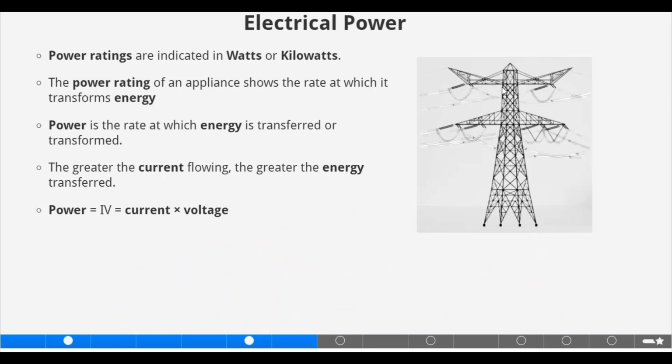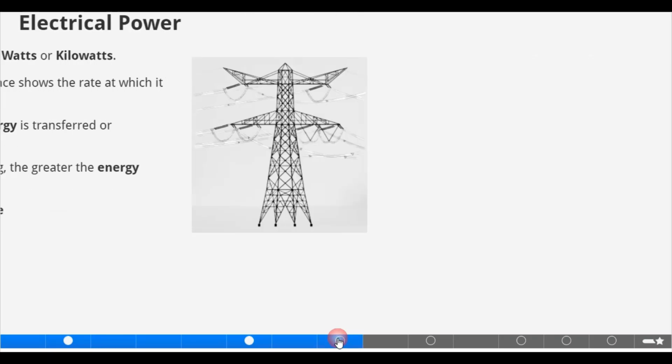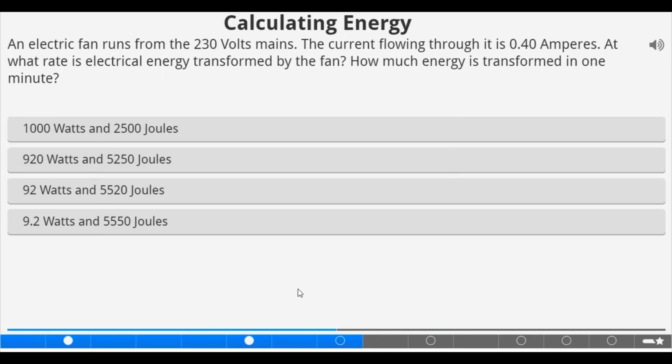Now, this is a transmission line that takes current from the station at high voltage and transmits it to the what? Substation, before it is then distributed to the final end user. Now, let's deal with calculating energy. Let's deal with this activity.